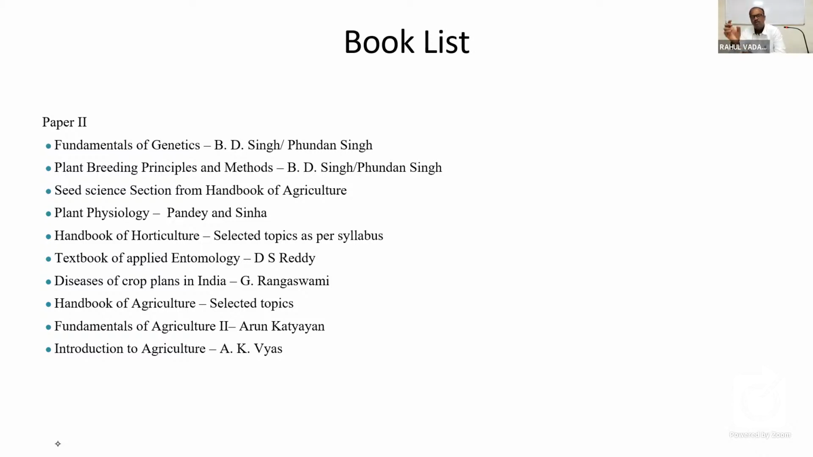Textbook of Applied Entomology. For Applied Entomology, DS Reddy. This book is also a must. A very short book is there, very short. This is of crop plants in India. G. Rangaswamy's book is there separately, but you don't need to purchase this book. You can use your practical manuals. Okay.